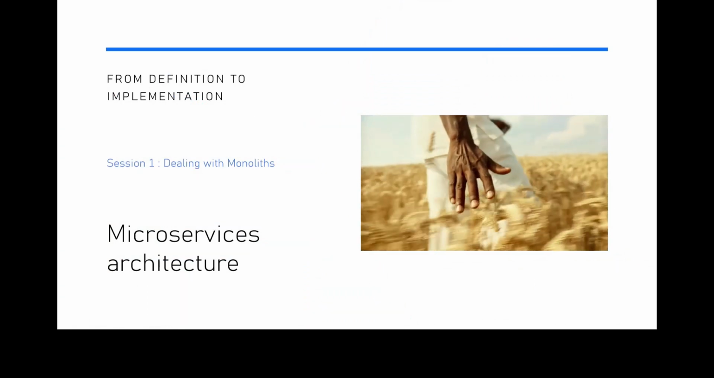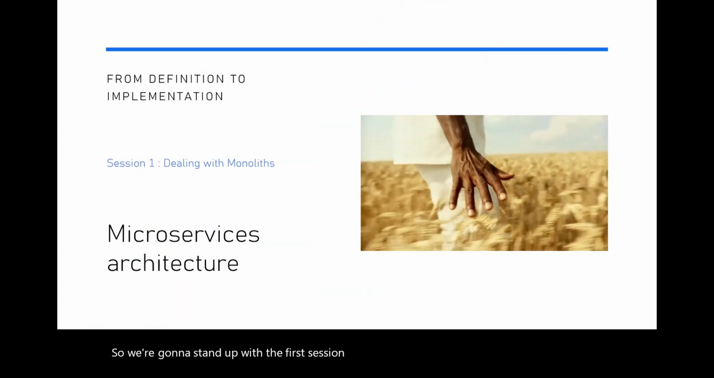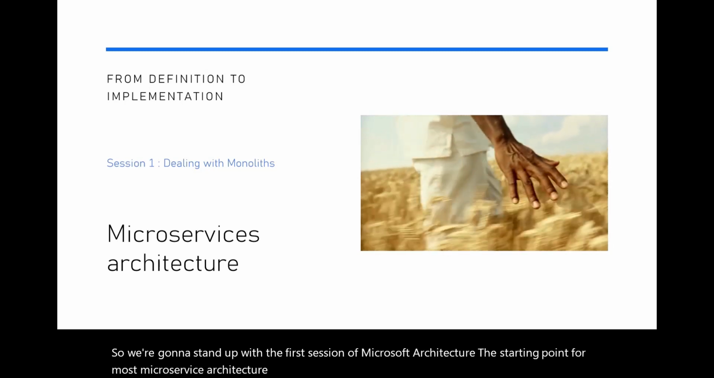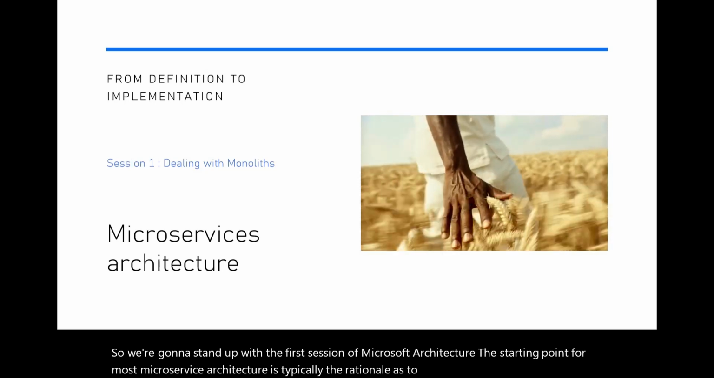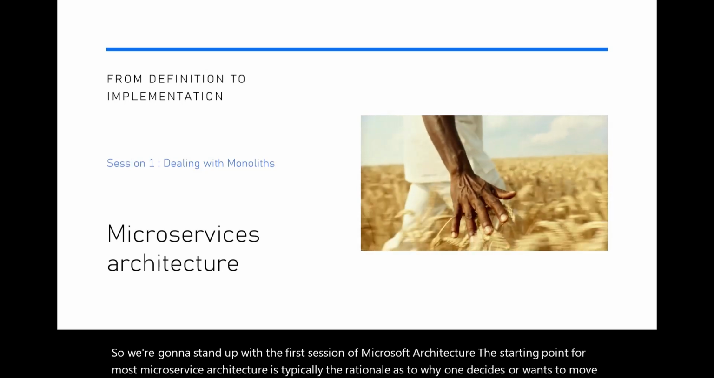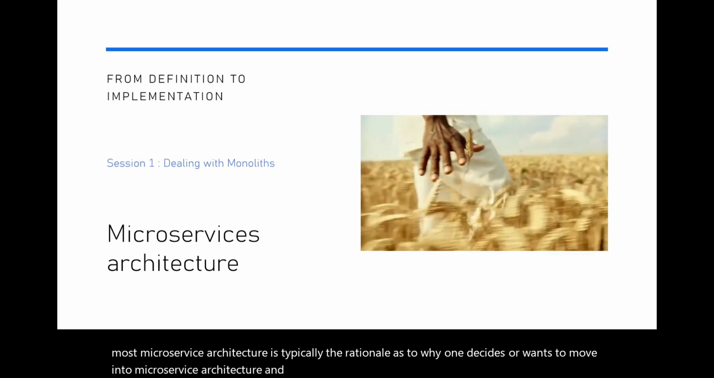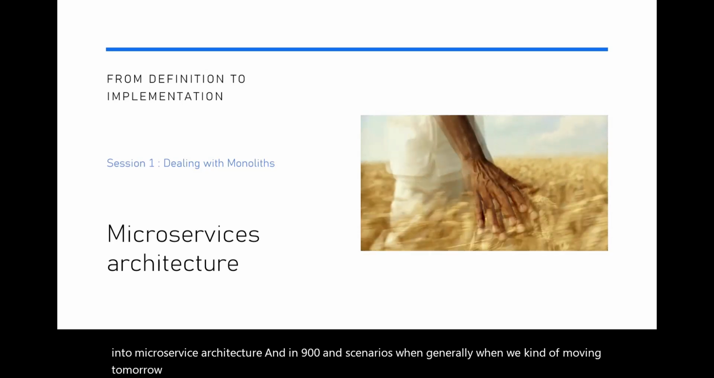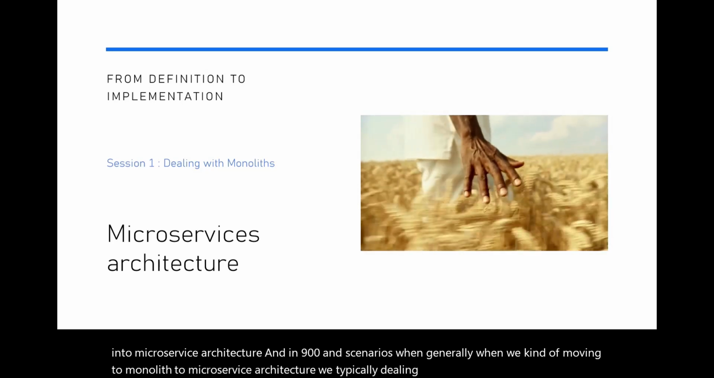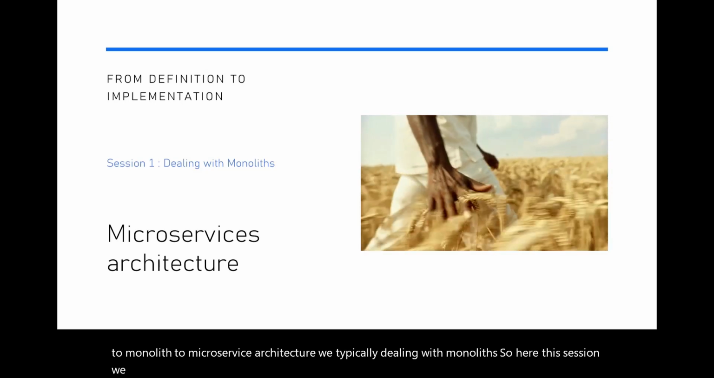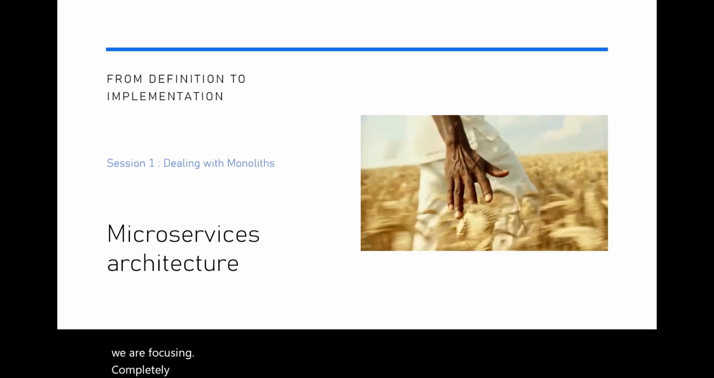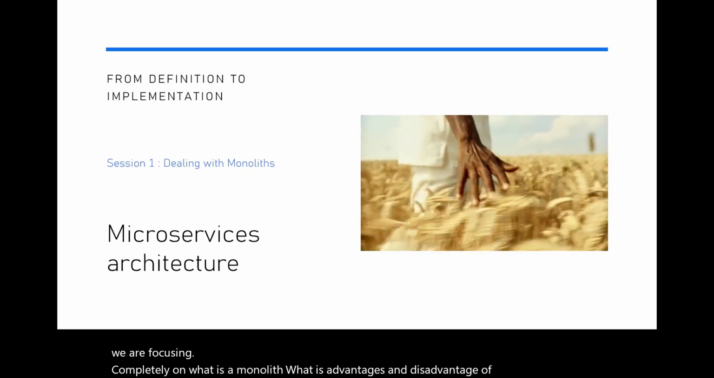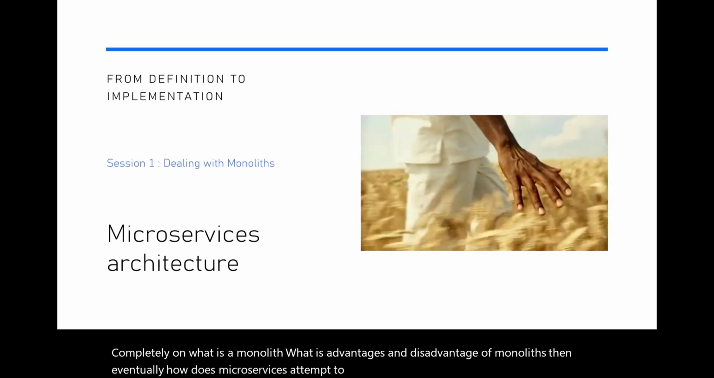So we're going to start up with the first session of microservices architecture. The starting point for most microservice architecture is typically the rationale as to why one decides or wants to move into microservice architecture. And in 9 out of 10 scenarios, when we are moving from monolith to microservice architecture, we are typically dealing with monoliths. So in this session, we are focusing completely on what is a monolith, what are the advantages and disadvantages of monoliths, and eventually how microservices attempt to solve the problem from a monolith standpoint.